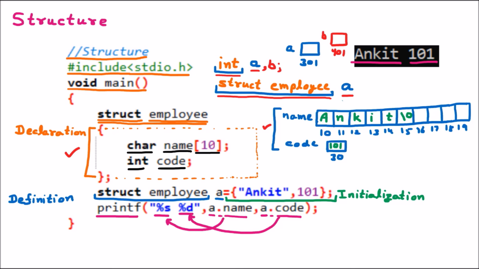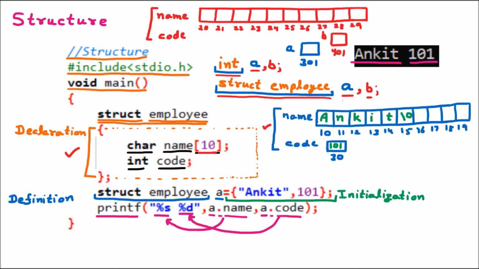Now let us suppose that I want to define one more variable of the structure. So I will write comma b. Now by writing this, again name and code will be declared, because these two are part of variable b, which is a variable of the structure. We know that name is an array of size 10. So in the name, 10 memory blocks will be reserved, and we know that code is of type integer. So here one block for the code will be reserved.